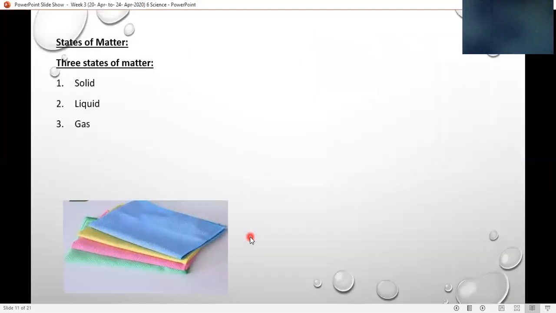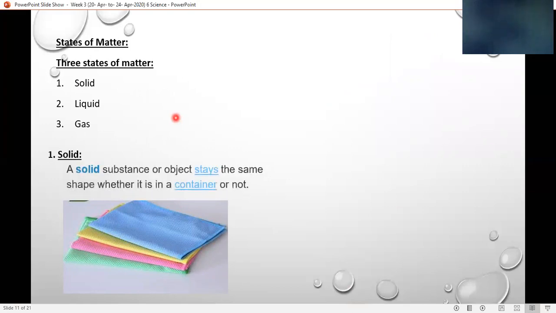Okay, so we have three states of matter: solid, liquid, and gas. Let's discuss the first state, which is solid. A solid is a substance that stays the same in shape, and it does not take the shape of the container. If we have these fiber cloths, they are going to remain in the same shape whether I put them in a briefcase or in a bottle, right?